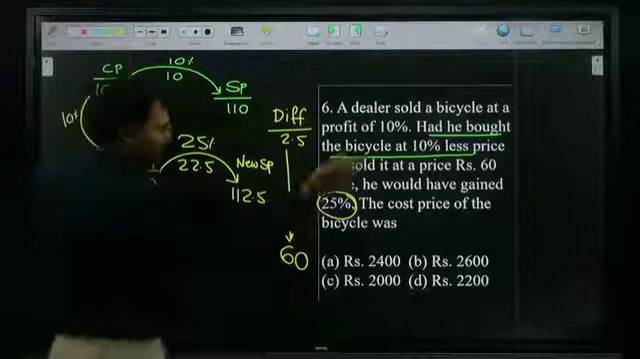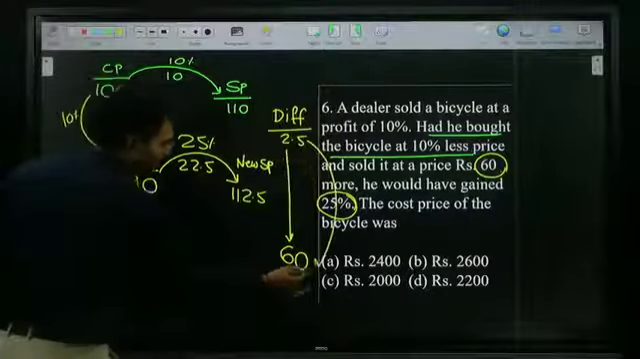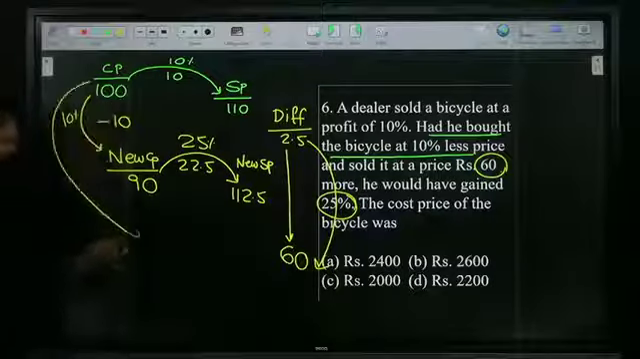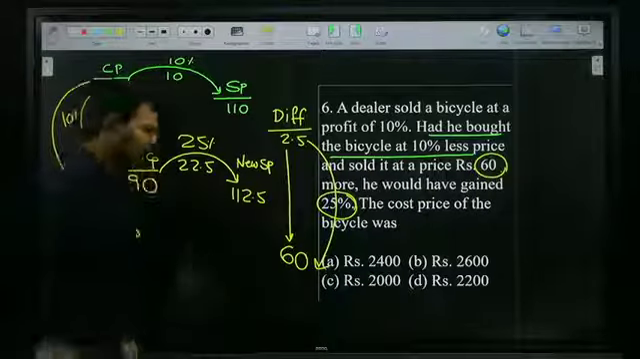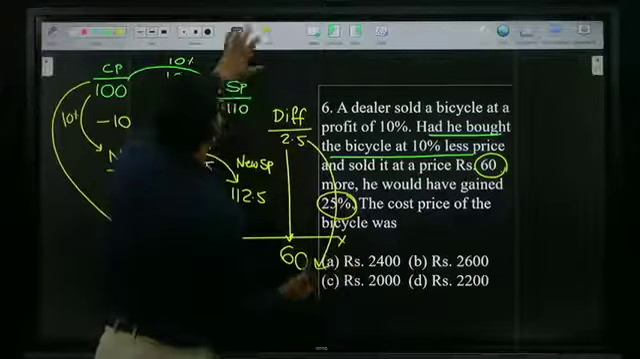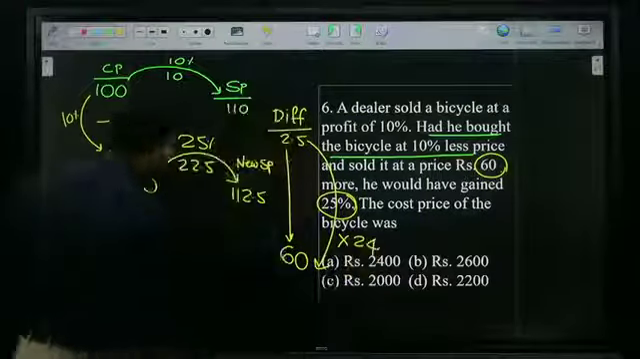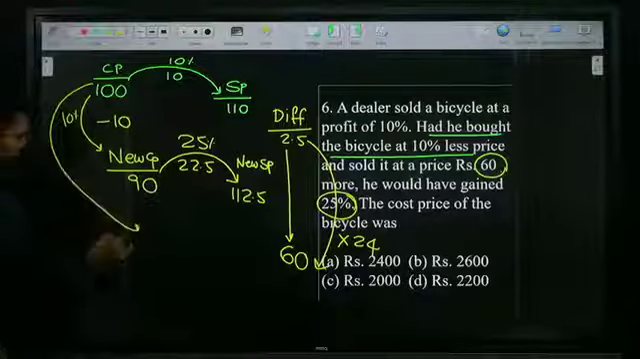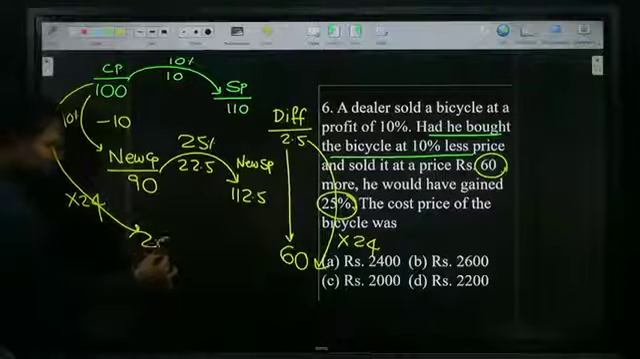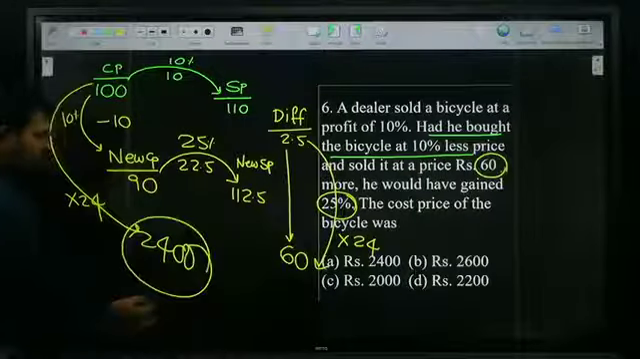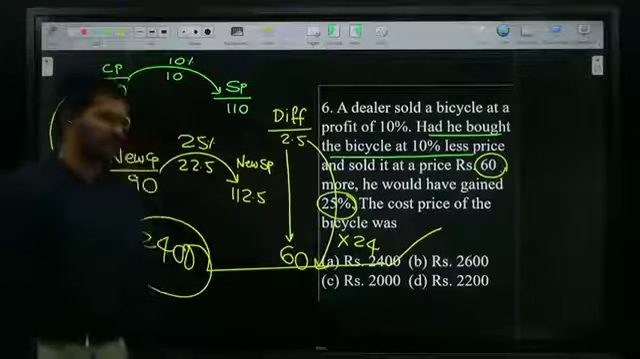60 rupees more is there. So 2.5, how many times does it go? In 10, 4 times 2.5 are there. In 60, how many 2.5s are there? 24 times. So 24 times 100 is 2400. Your answer is 2400. So option A is the right answer.